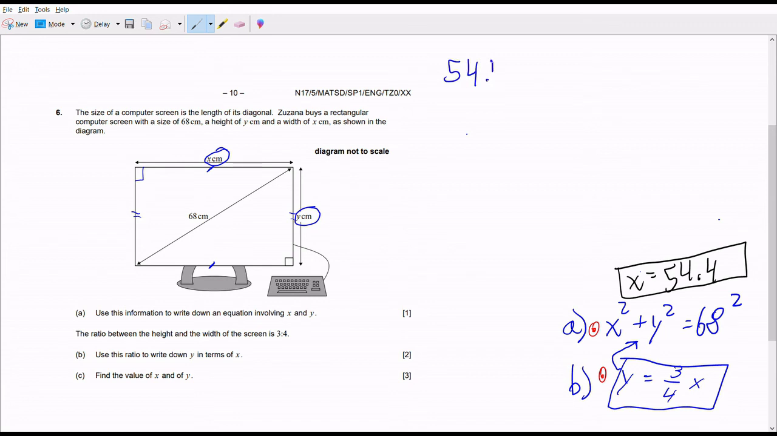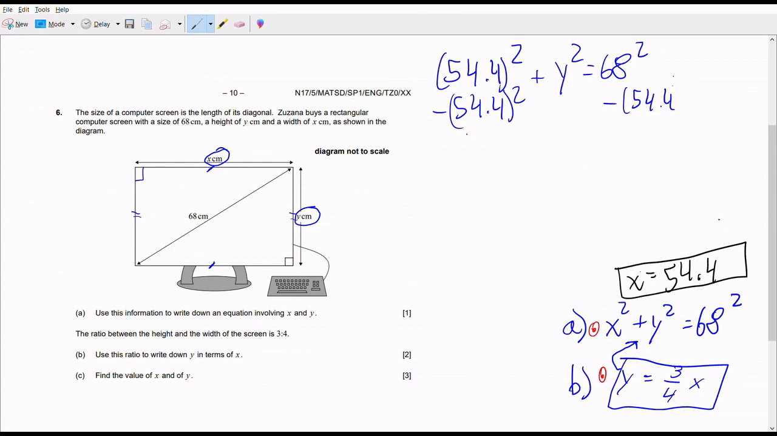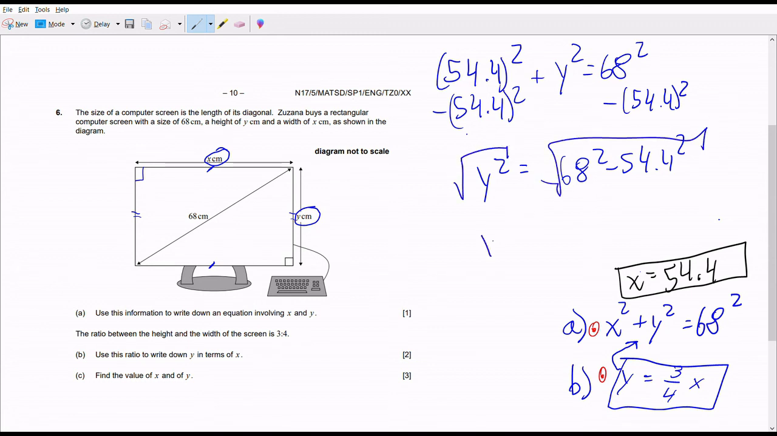So 54.4 whole thing squared. I plug in with parentheses always, plus y squared equals 68 squared, right? I want to get y alone, and since the 54.4 squared is being added, I need to subtract both sides by 54.4 squared. We end up with y squared equals 68 squared minus 54.4 squared. We do the square root on both sides. We end up with y being equal to whatever this is on the calculator.